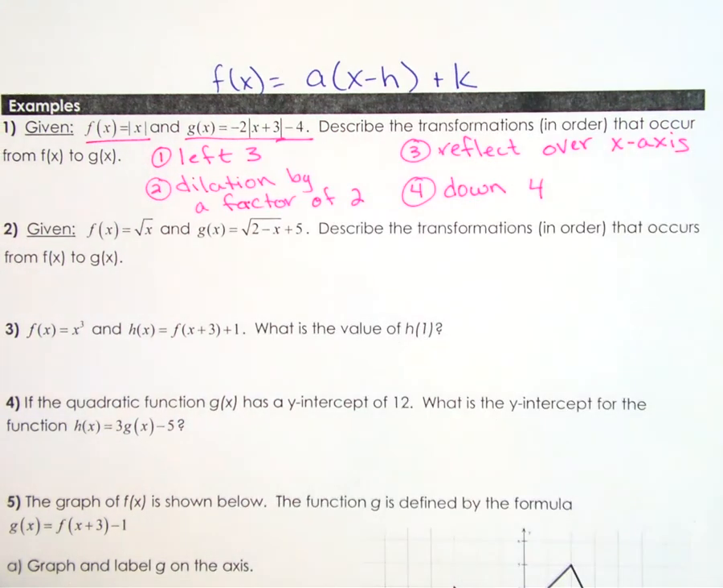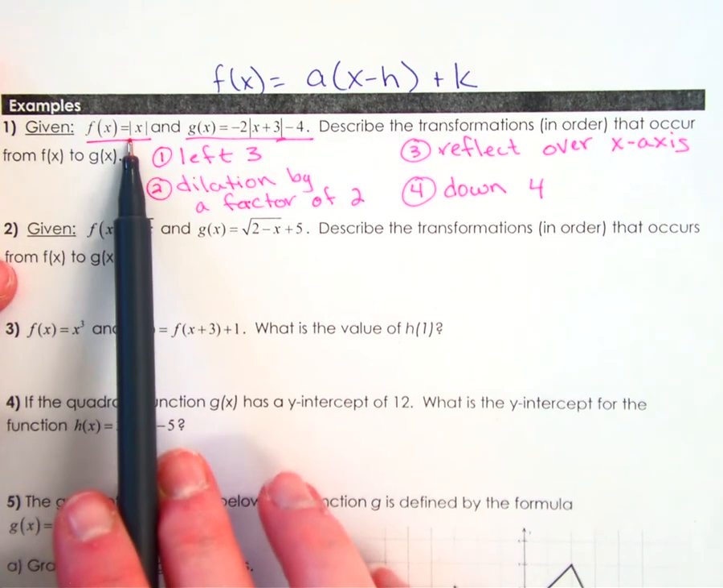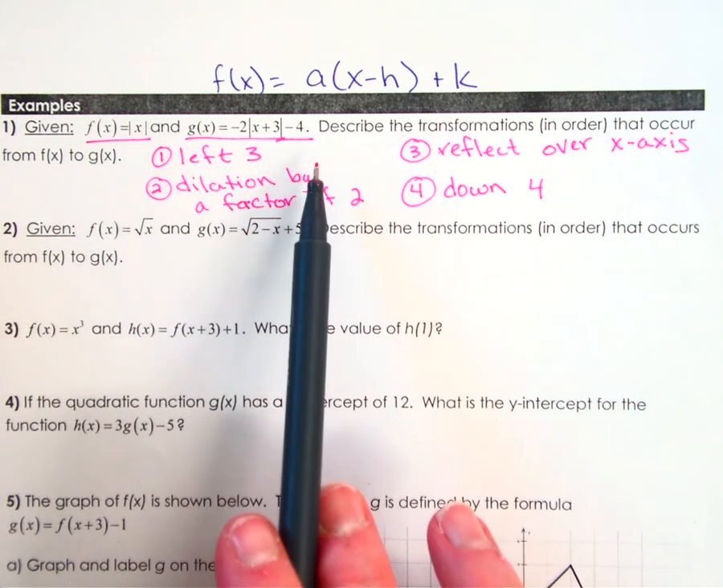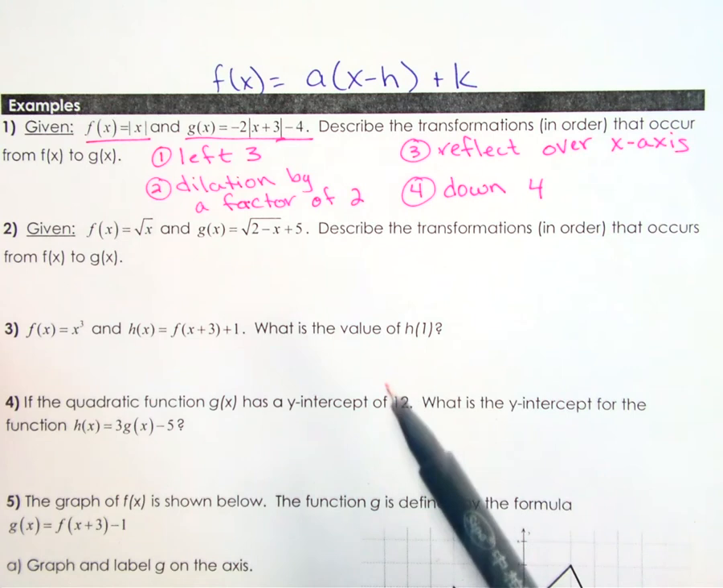So if you were trying to graph this without your calculator, for example, you would take each point from your original parent function, shift them left 3, and then dilate it by 2, and then reflect it, and then also move it down 4. So each point follows those transformations.